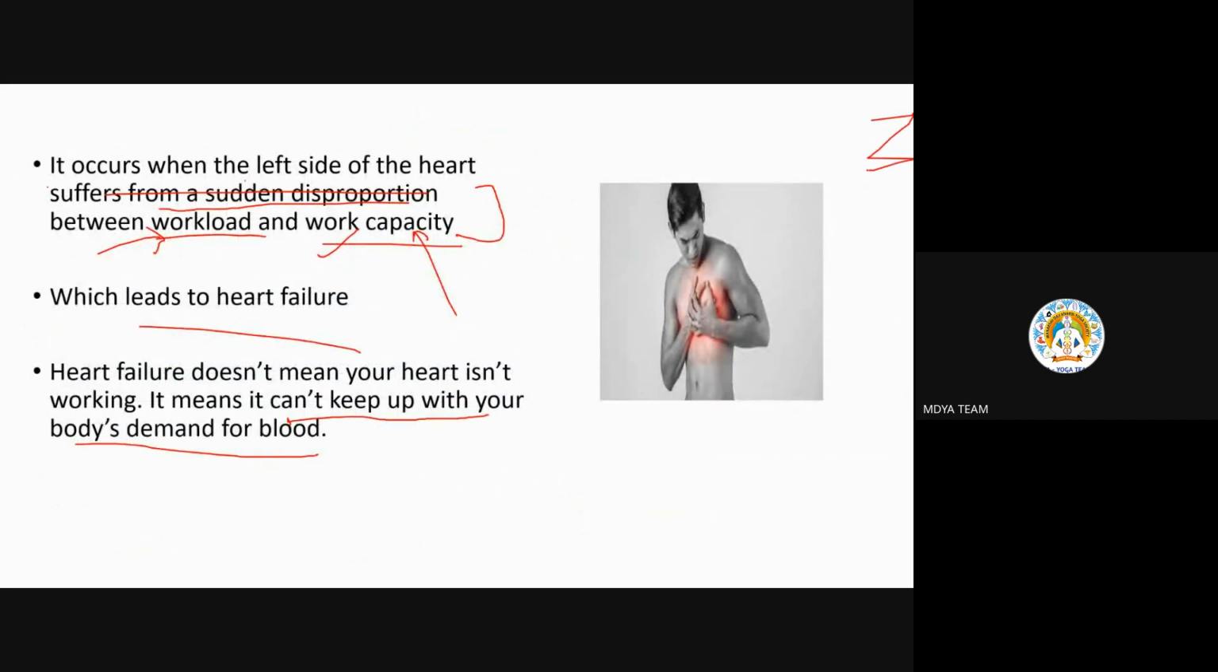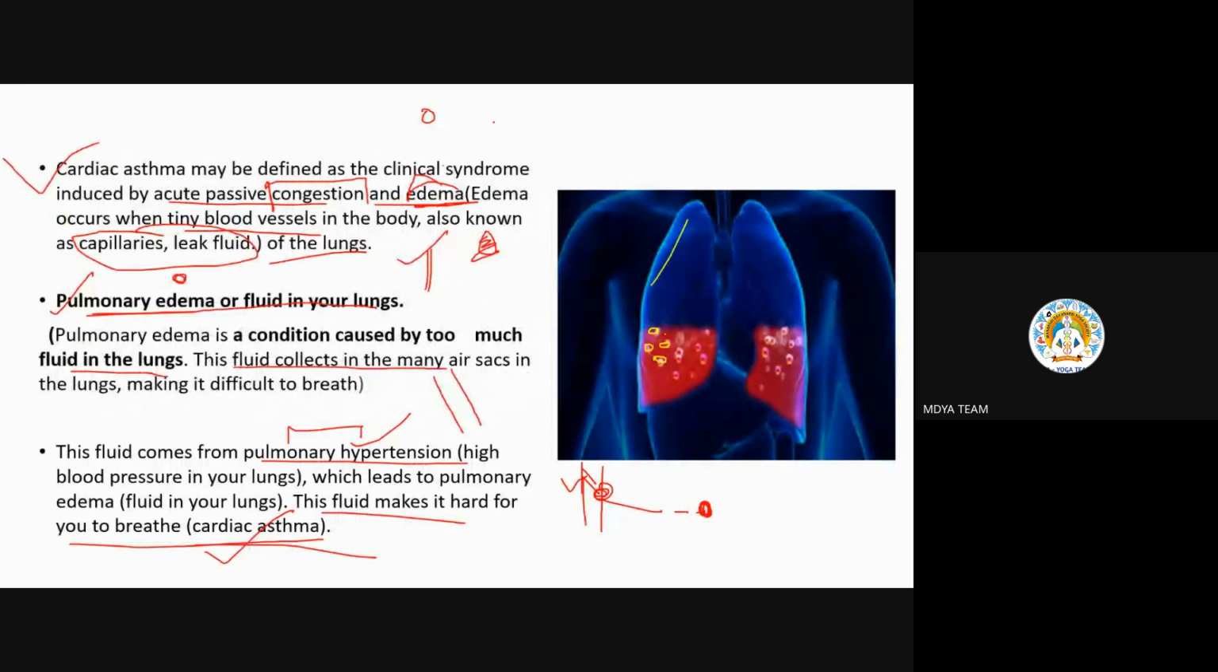So, cardiac asthma. What is cardiac asthma? Cardiac asthma is when there is some congestion, or in simple words some obstruction, along with edema in our lungs themselves. Edema is a little bulge-like structure, or sometimes in simpler terms we call it swelling, but it is not exactly swelling. It is something filled inside, like a fluid-filled sac-like structure.